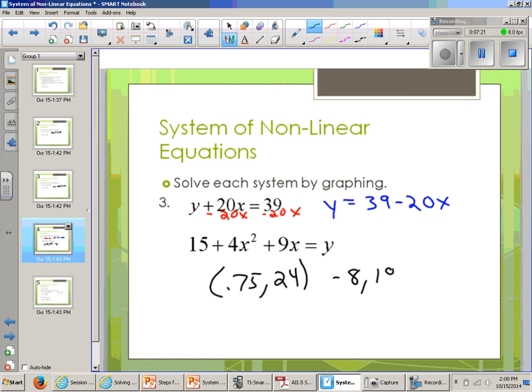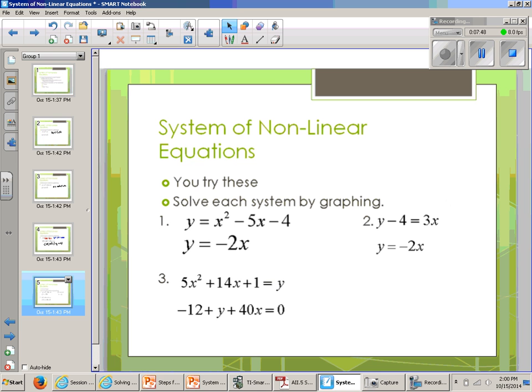And we write that as an ordered pair. And I could check. How do I check? I'm going to substitute -8 for x and 199 for y in both equations and see if I get 2 true statements. I could check the other by putting 0.75 for x and 24 for y and see if I get 2 true statements. You try these 3 problems.